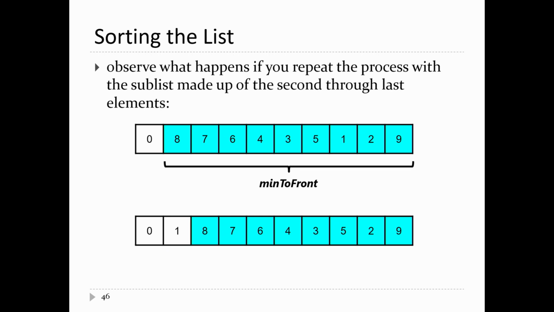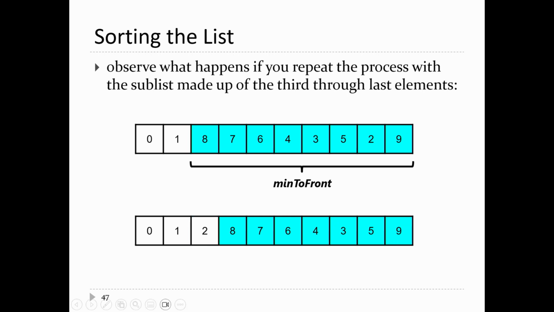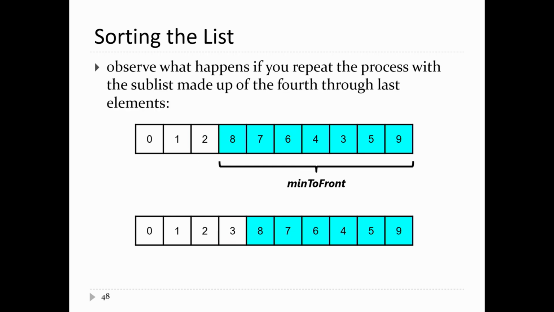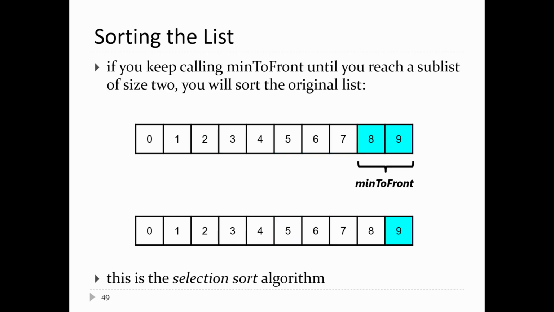And now you repeat. So I'm now going to call min to front on the rest of the list. So if I move the smallest element in this list to the front, the 2 comes here, and now you've got the first 3 elements of your list in sorted order. Repeat the process again, and again, and again, and eventually, you end up with a sorted list. And that is exactly selection sort. So selection sort repeatedly moves the smallest element in a sublist to the front of the sublist.